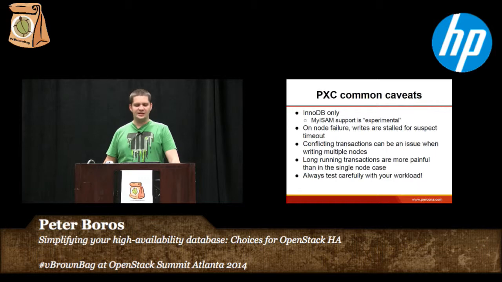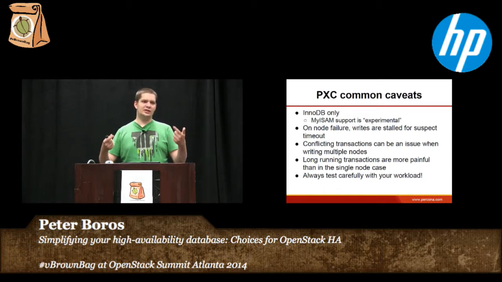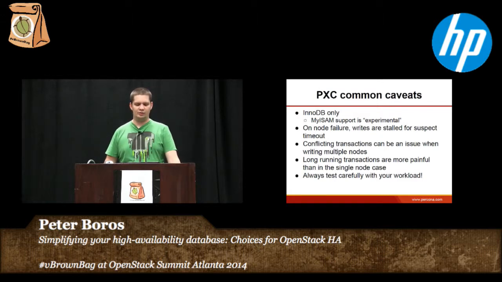And long transactions are more painful than in the single node case. If you think again about how replication works, if in the queue we have long-running transactions and the queue is applied in parallel, then all the transactions will wait for the long-running one. So always test carefully with your workload, because it's a fundamental change in how replication works.